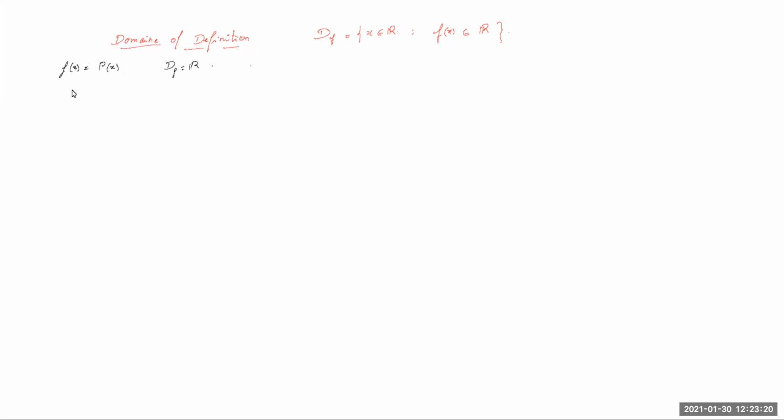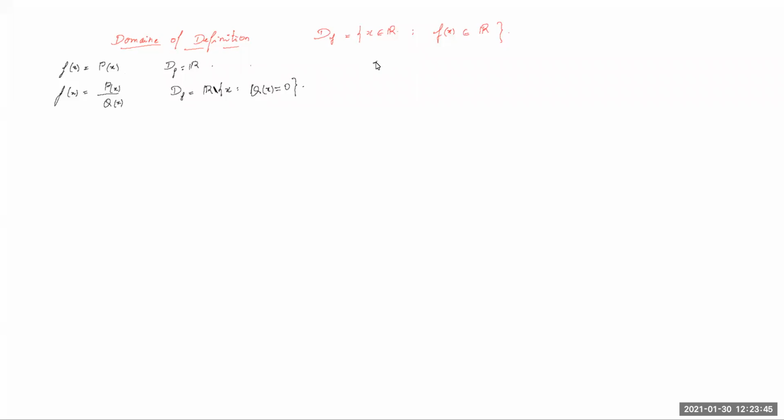Okay, if you have f of x a rational fraction, that is polynomial over polynomial, the only values you need to eliminate are the values where q of x, the denominator, is 0. We need to remove this.